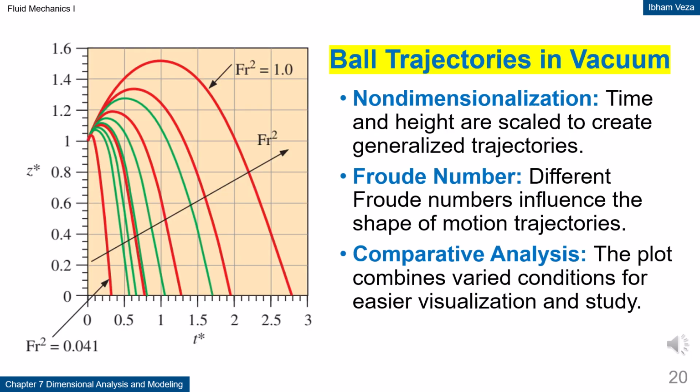Ball trajectories in vacuum. By non-dimensionalizing pi and height, ball trajectories can be generalized into a single plot. Different values of the Froude number produce different trajectory shapes. This presentation allows many initial conditions to be compared within the same framework. This approach demonstrates the power of dimensionless parameters in unifying various physical cases. The result is a broader understanding of system behavior.